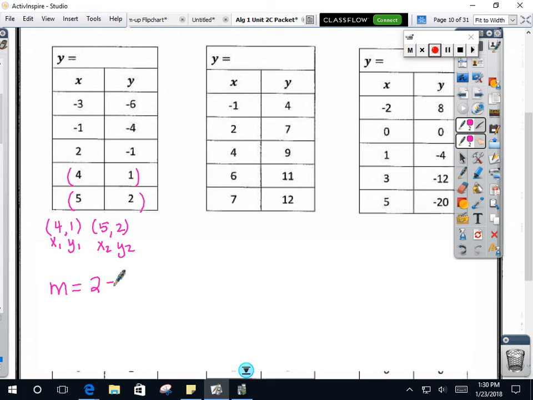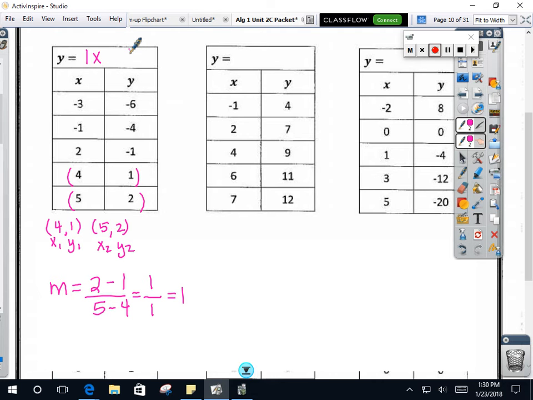y2 minus y1 over x2 minus x1. 2 minus 1 is 1, 5 minus 4 is 1, and then 1 over 1 is just 1, right? So we know so far that our slope is 1x. Now we have to find our b.